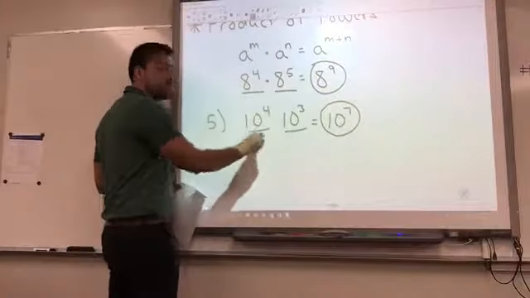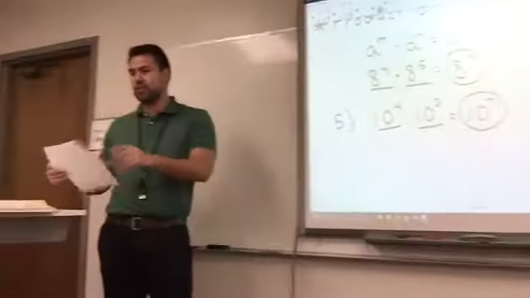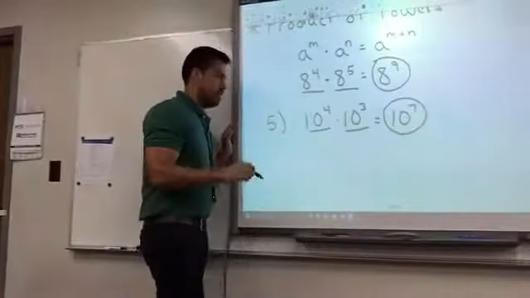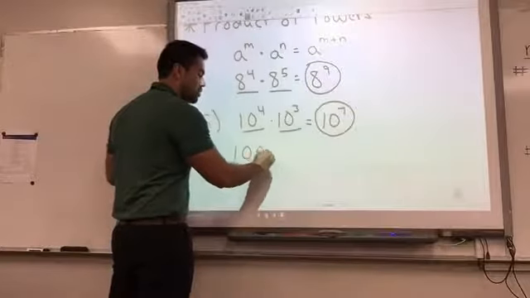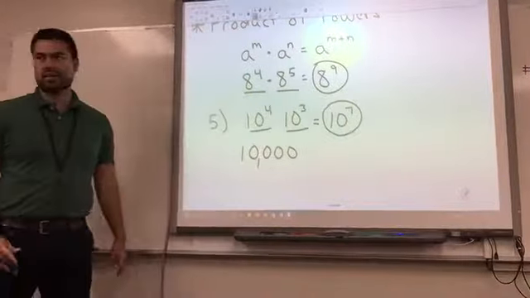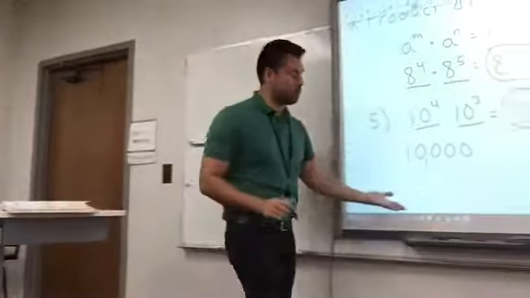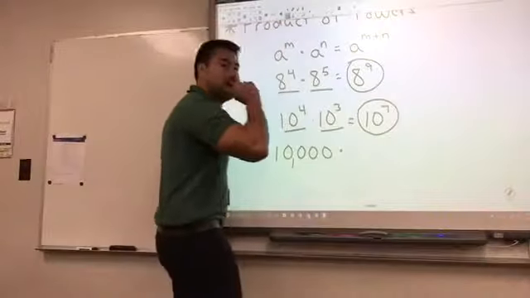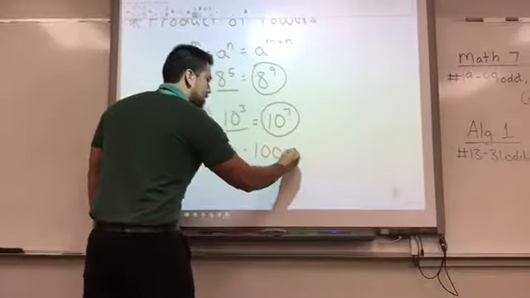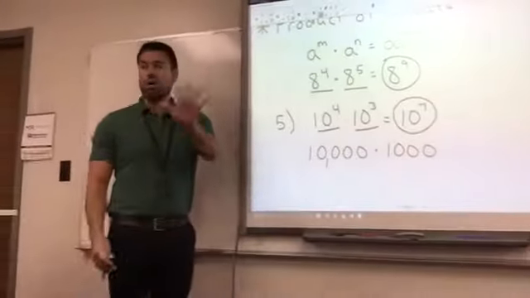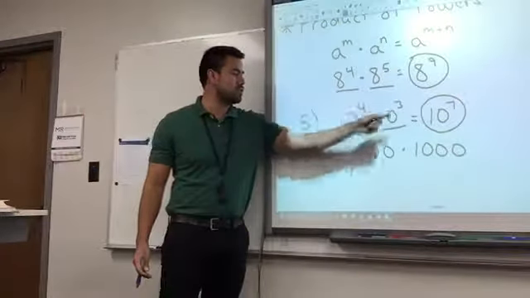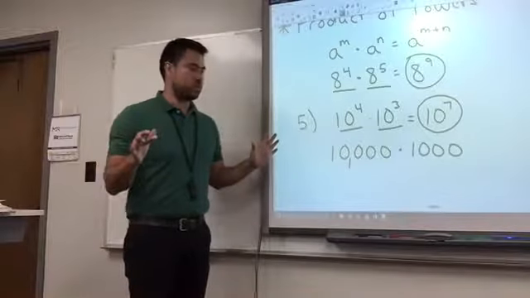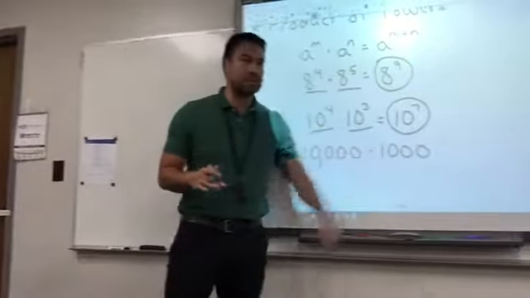Does anyone know what 10 to the 4th is? I think you guys could figure this one out quicker than 8 to the 4th, because I don't know 8 to the 4th. 10,000. Okay, it'd be a 1 with 4 zeros. You guys agree with that? 10,000, very good, Max. What's 10 to the 3rd, Braden? 1,000. Okay, so would you all agree that 10 to the 4th times 10 to the 3rd is 10,000 times 1,000? Yes.